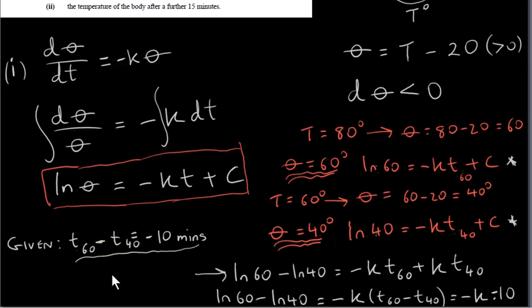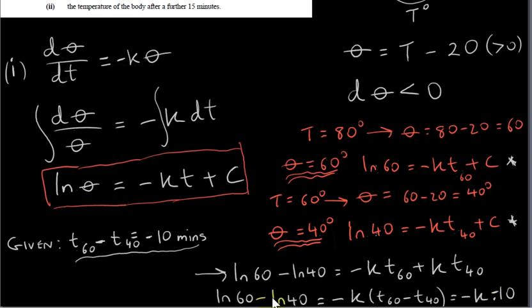But you could write it the other way around, of course. You could write T40 minus T60 equals plus 10. Anyway, it doesn't really matter. So we have minus k times minus 10 here. So that gives plus 10k, and then we can solve for k.